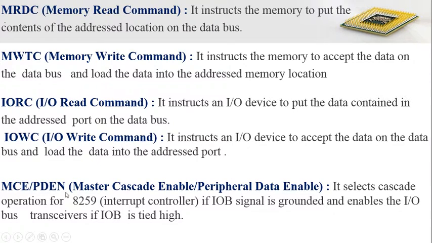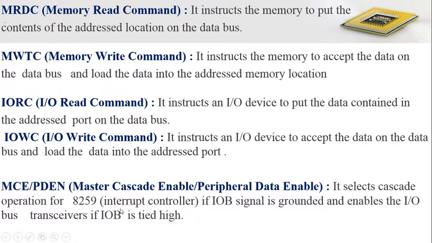We have one more control signal which is not present in this diagram, that is the MCE or PDEN signal. The bus controller also generates this command, MCE/PDEN, master cascade enable or peripheral data enable signal. It selects the cascade operation for the interrupt controller, the 8259 interrupt controller. It starts the cascading operation of this interrupt controller if the IOB signal is equal to 0, and enables the IO bus transceiver operation if IOB is tied high.